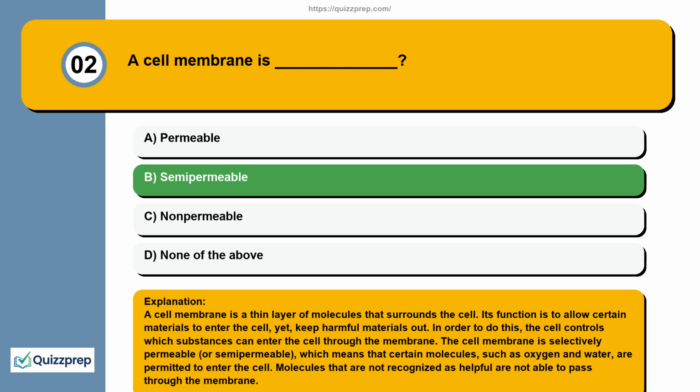A cell membrane is a thin layer of molecules that surrounds the cell. Its function is to allow certain materials to enter the cell, yet keep harmful materials out. In order to do this, the cell controls which substances can enter the cell through the membrane. The cell membrane is selectively permeable, or semi-permeable, which means that certain molecules, such as oxygen and water, are permitted to enter the cell. Molecules that are not recognized as helpful are not able to pass through the membrane.